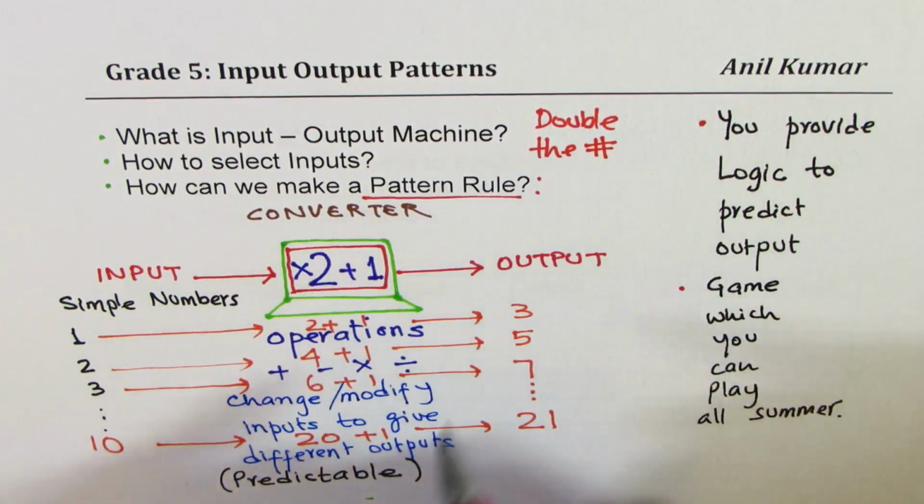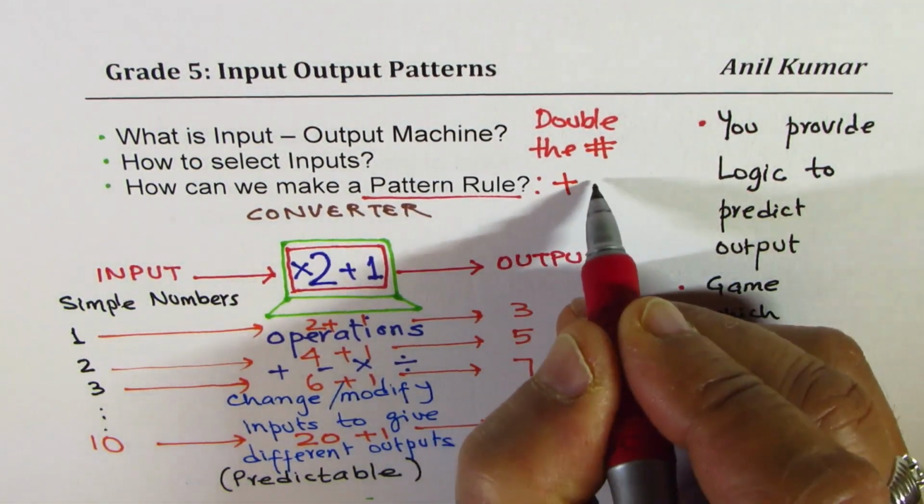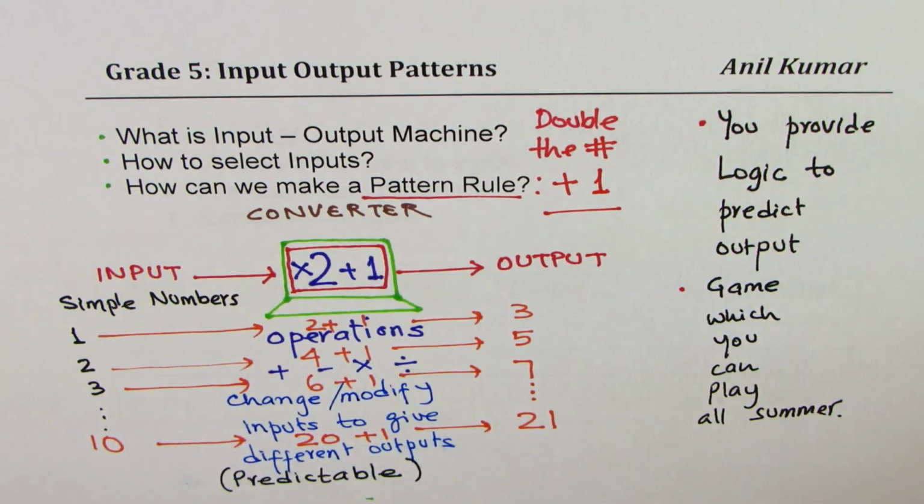Let me write like this number and then add 1. Do you see that? So that becomes the pattern rule for us. So I hope you understand and appreciate how we can work with such a machine. So that becomes my first input-output machine. You can design many and play with your friends, right?